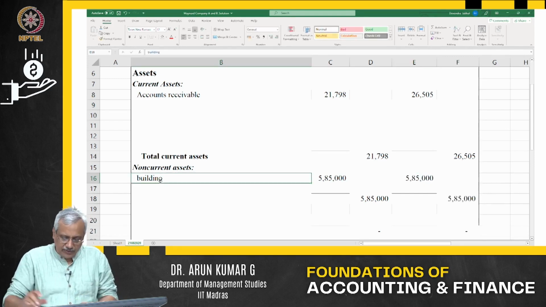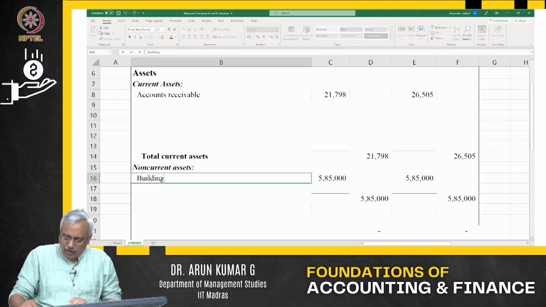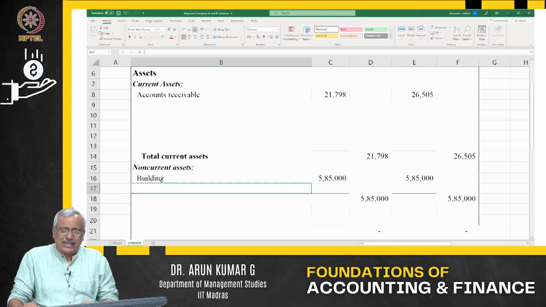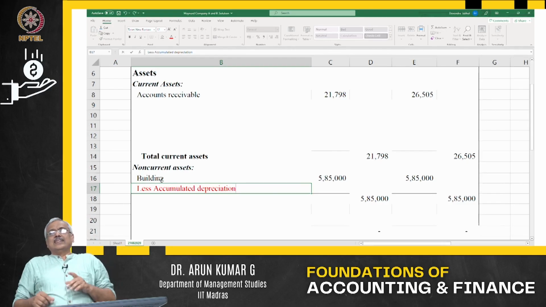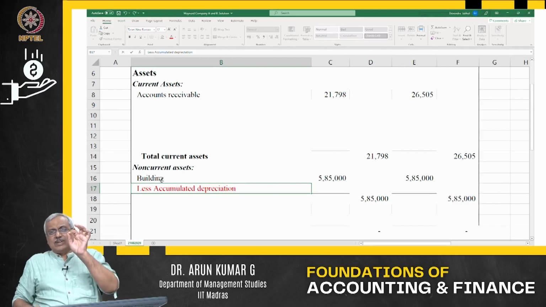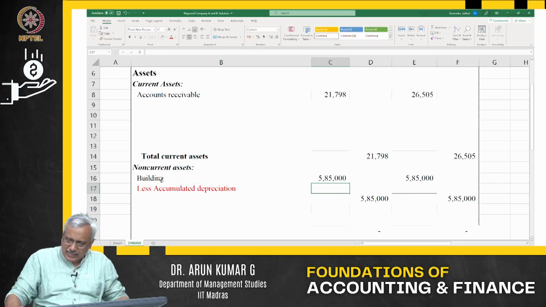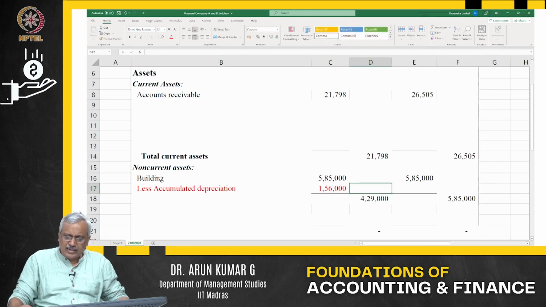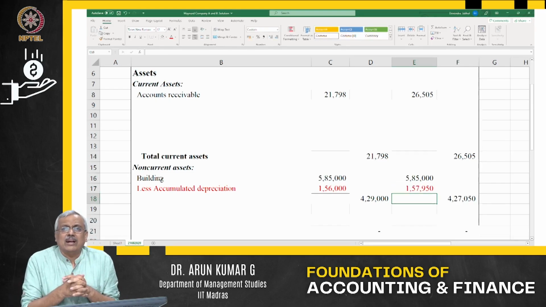585,000 in this particular case. So, that is what is building out there. Now, on this, I need to know the value of the building less accumulated depreciation. That is the amount of money that has depreciated right from the day I purchased the building till today, accumulated depreciation. Here it is 156,000, whereas at the end of the month it has become 157,950. That means what has happened?